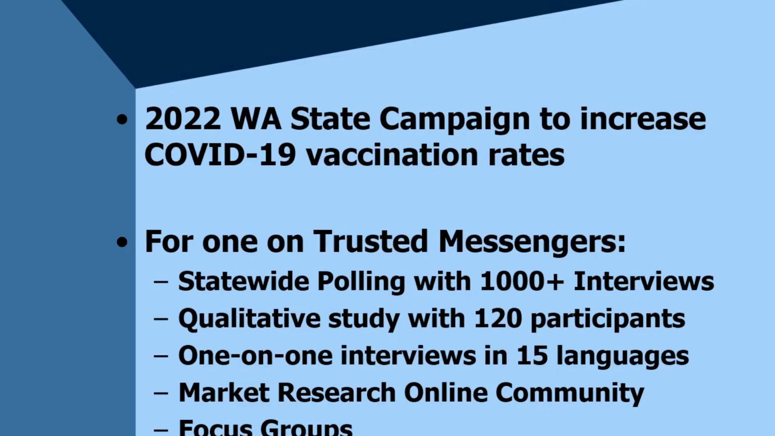Research to inform a Washington state campaign to increase COVID-19 vaccination rates. One of the research efforts was to figure out who would be a trusted messenger. They did statewide polling with 1,000+ interviews, a qualitative study with 120 one-on-one interviews in 15 languages, and a market research online community and focus groups.